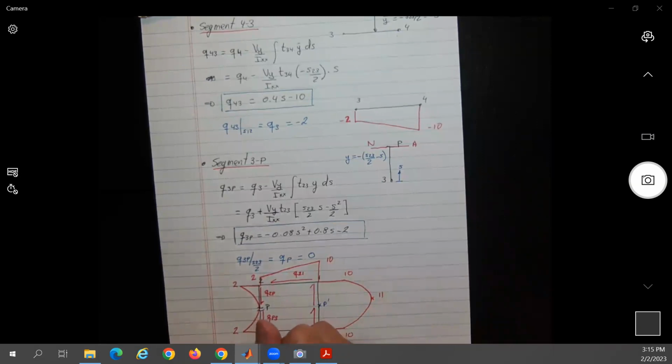Here, what do we have over here? This was going from 2, negative 10 again, on the opposite direction. So that means that instead of going from 4 to 3, this was going from 3 to 4.